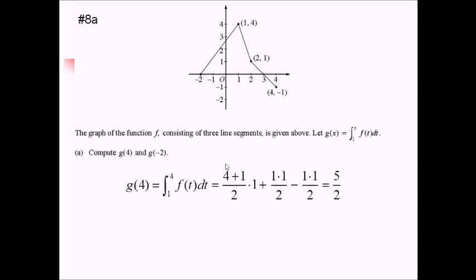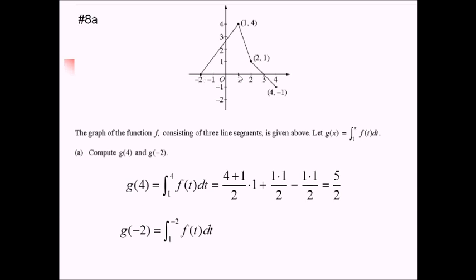Moving on to g of negative 2, now we're going from 1 to negative 2 under the area of f, and since we're moving backwards to the left, all the area that used to be positive is now going to be considered negative, and vice versa. So we've really just got one shape here, this big triangle from negative 2 to 1.